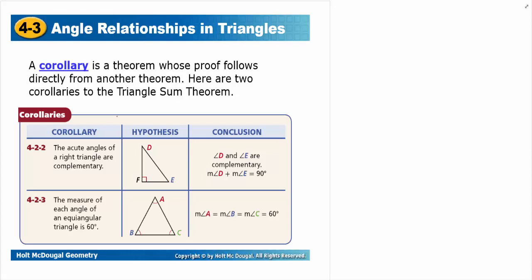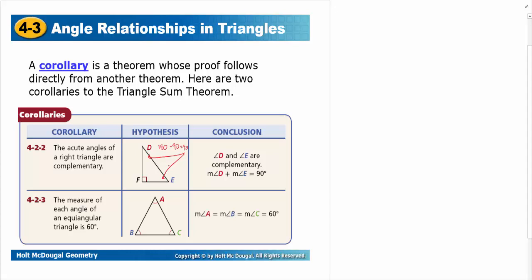The first one says the acute angles of a right triangle are complementary. Here's what you should know. These three angles add up to 180. So if I took this 90 away, I'm going to be left with 90. So that has to get distributed between these two angles. So again, to see how it's closely related to the triangle sum theorem, I used it to show the corollary. That's where I get the corollary from. I don't know what D and E are, but I do know if I added them up, I'd get 90.